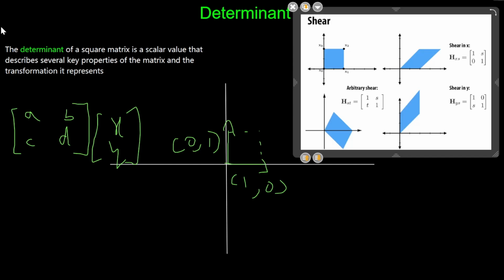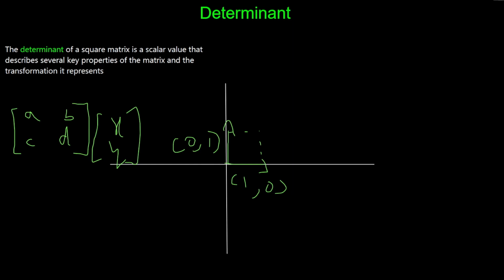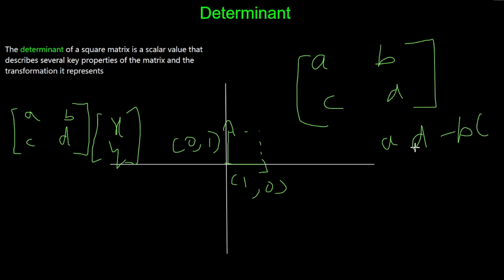Now that we understand shearing, let's see why the determinant is useful. Let's say the matrix is A, B, C, D. For this matrix, the determinant value is calculated as AD minus BC. We are just multiplying these and subtracting these. Let's see why we are doing that.